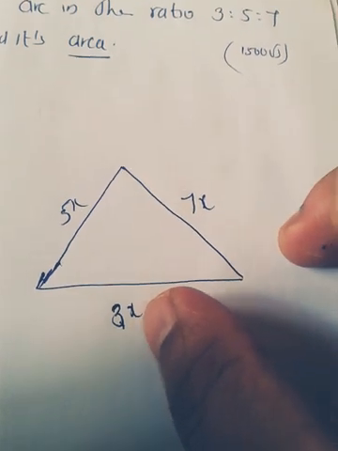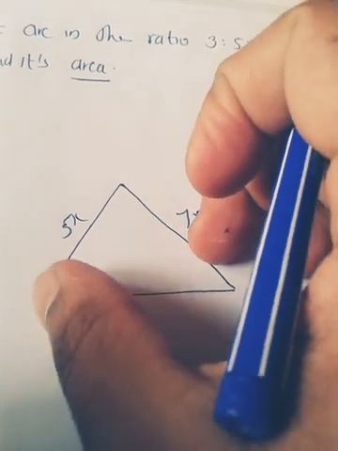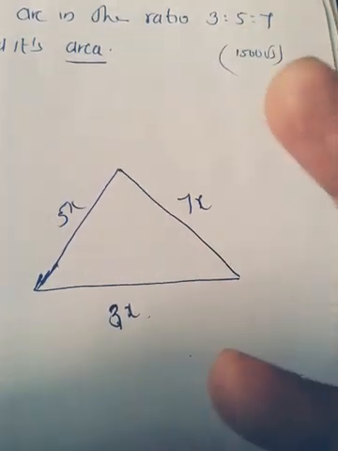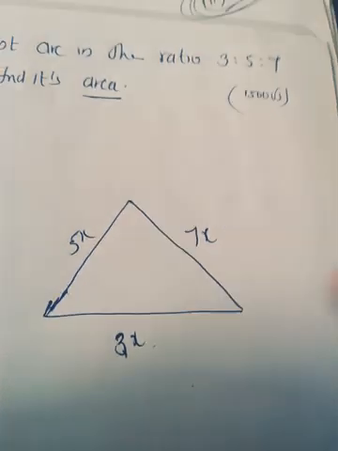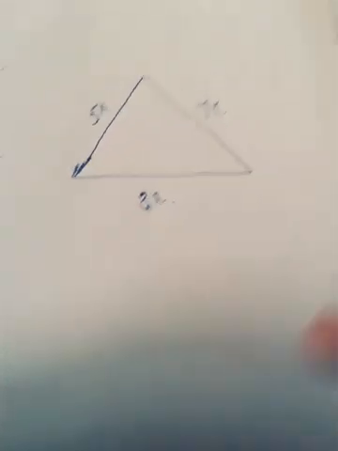Suppose x is equal to 2, it becomes 3 into 2, 6, 5 into 2, 10, 7 into 2, 14. So 6 centimeter, 10 centimeter, 14 centimeter. In that way we could calculate the area by using Heron's formula. So my first step is to find out the value of x now. Clear? How to find out the value of x?